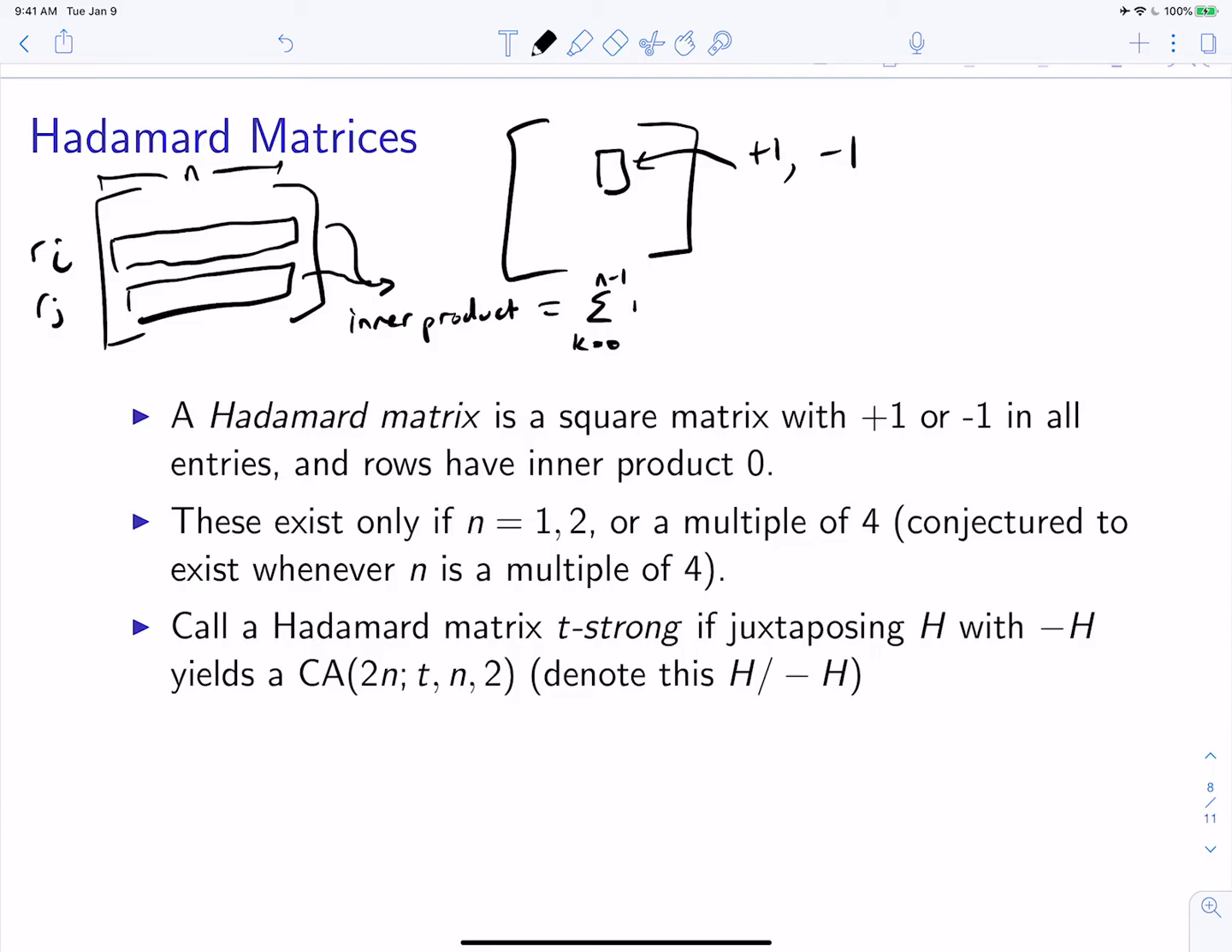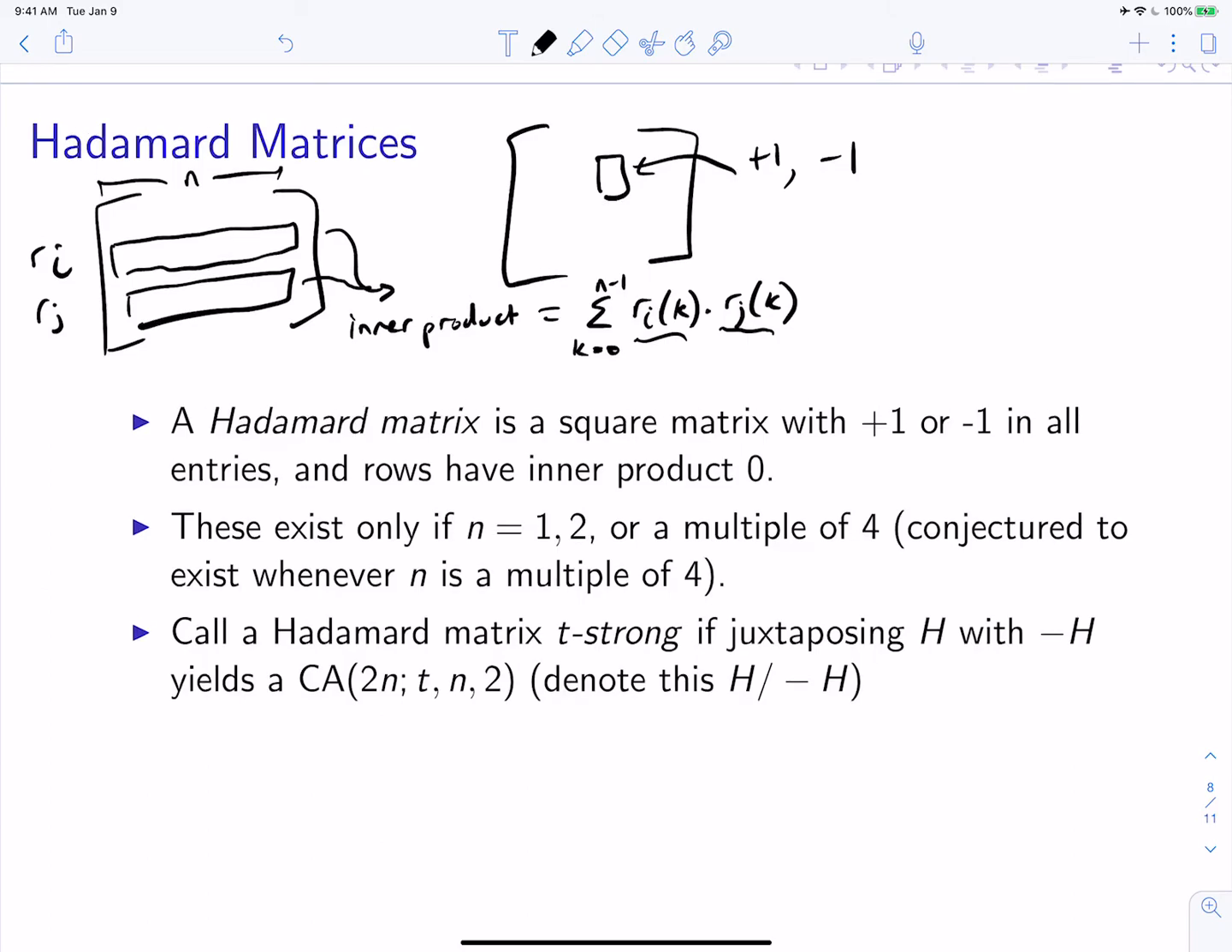Then we're going to take the kth value of the ith row and multiply it by the same thing from the jth row. And we add them all up. So we multiply the same position of the two rows and add up all the results. So here's an example. So minus 1 plus 1 plus 1 plus 1, and 1 minus 1, yeah, let's just say plus 1 plus 1 plus 1.